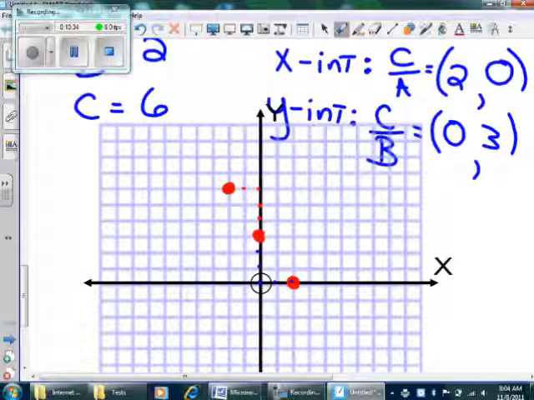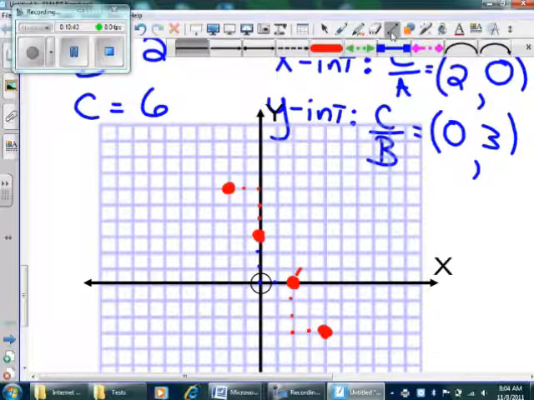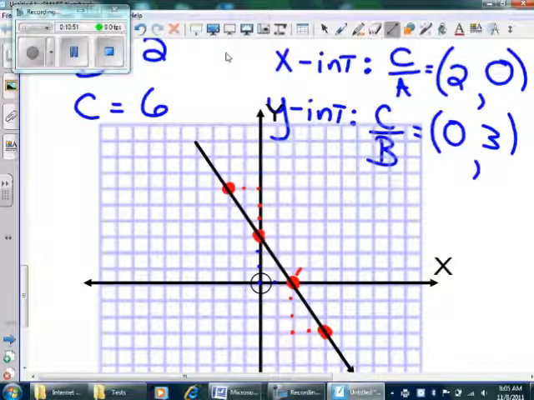Okay, and from this point here, down 1, 2, 3, right 1, 2. I'm ready to graph. I can draw my line. And there it is. And remember, I've stressed the importance.